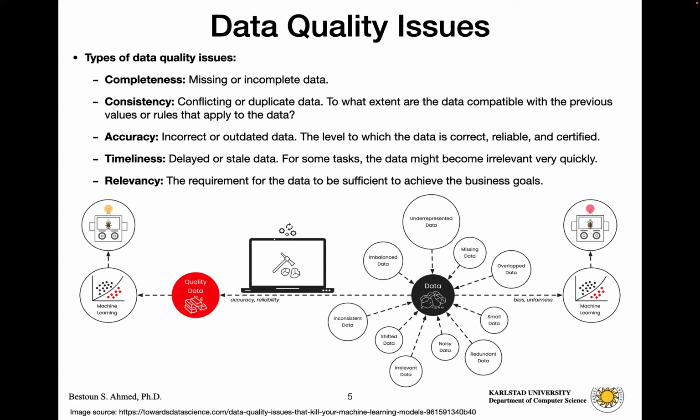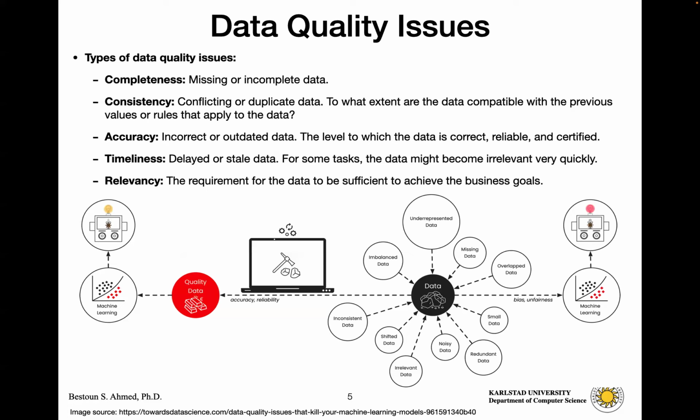Consistency. Sometimes there is conflicting and duplicated data. Conflicting means that the data for a user is something in one column and something different in another column. So it means that the data for the same user is inconsistent, for example. Accuracy. Sometimes you get the data, but the data is actually incorrect. You get the data from a faulty sensor, for example. So the data is not correct.